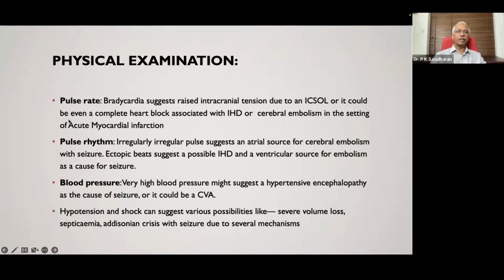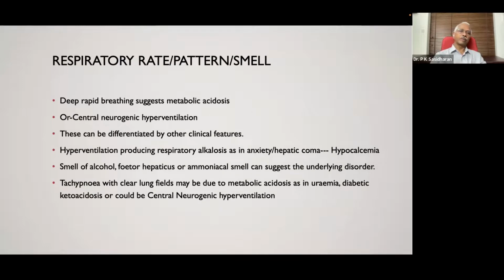Pulse rate, we already mentioned: bradycardia might suggest an intracranial space occupying lesion with raised ICT or even Stokes-Adams attacks. Pulse rhythm: irregular pulse might suggest embolism. Blood pressure, to look for hypertensive encephalopathy. Hypotension and shock raises possibilities like Addisonian crisis and septicemia, all should be thought of.